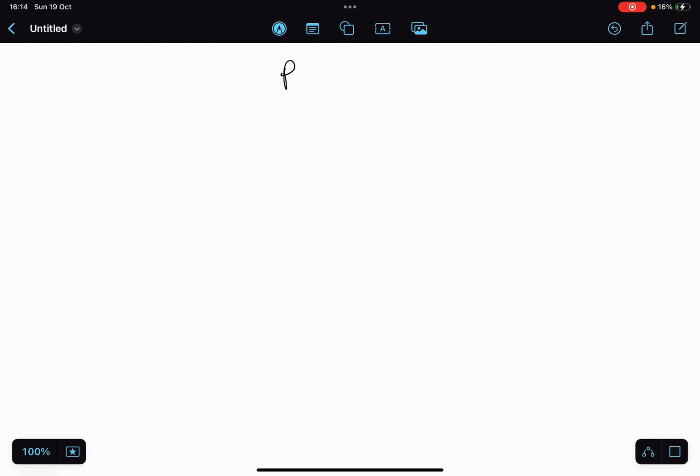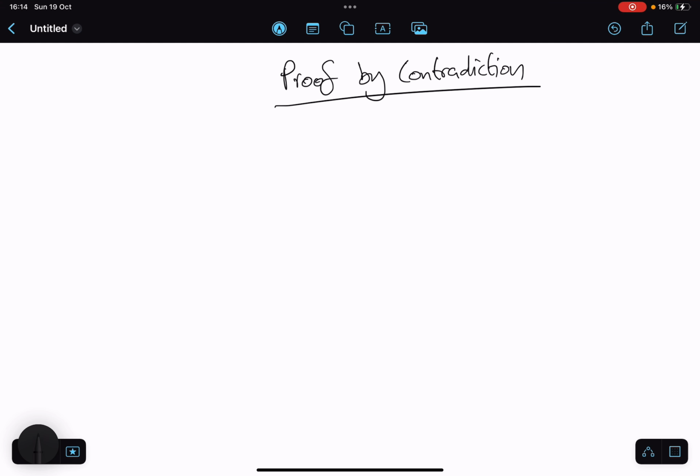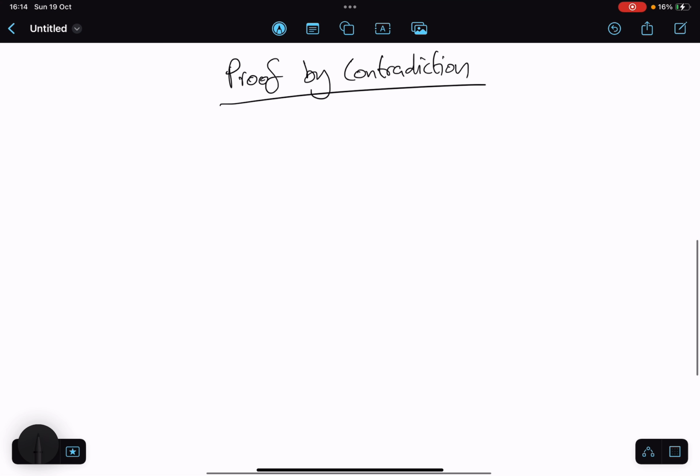So we are going to look at proof by contradiction. This is one of the most important mathematical proofs in maths, also followed by proof by mathematical induction, etc.